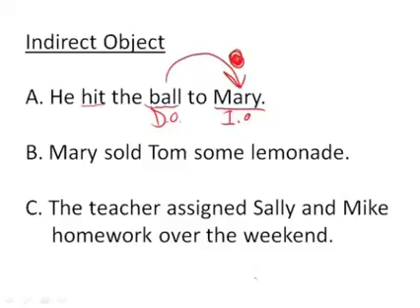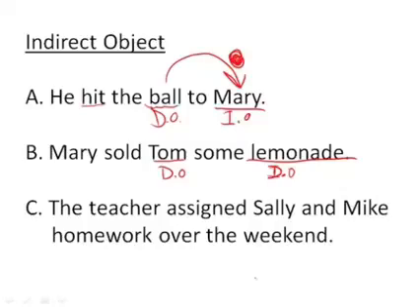Okay, in B, we have a little bit more of Mary going on. Mary sold Tom some lemonade. Now you may say, oh, look, this is so easy. Direct object, indirect object, one after another. But wait a second. Did Mary sell Tom? Did someone walk down the street and say, hey, I want some of Tom? And Mary said, okay, here is Mr. Tom. Of course not. That is because Mary was not selling Tom, but Mary was selling lemonade, which is the direct object.